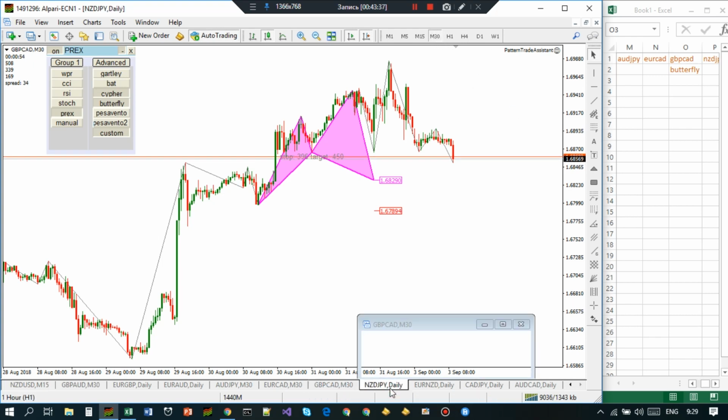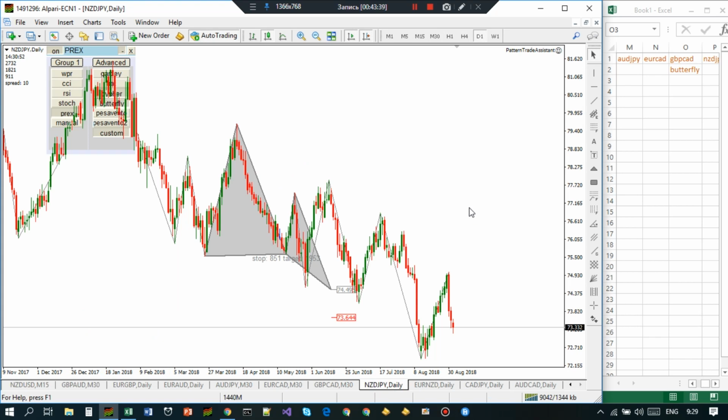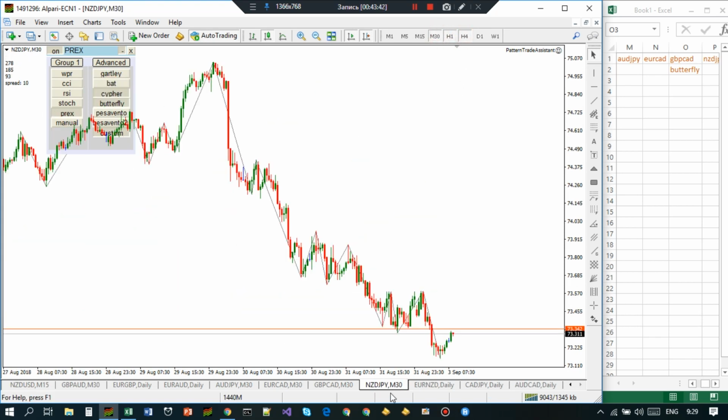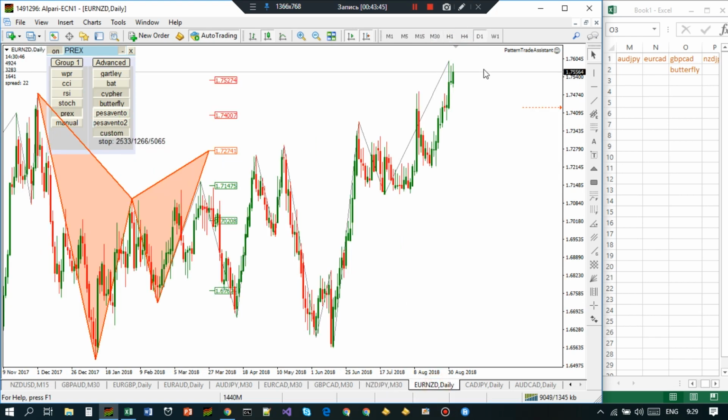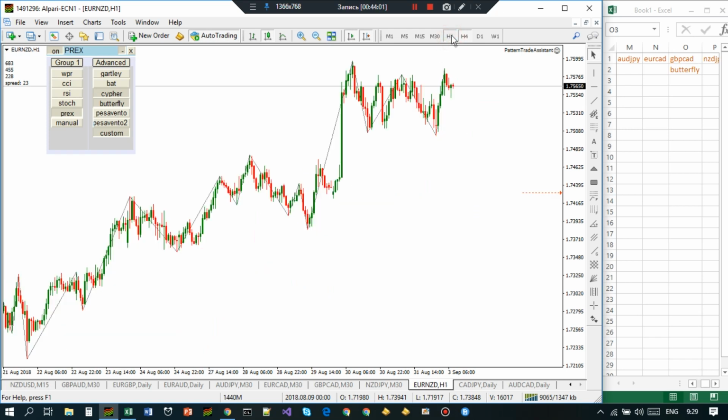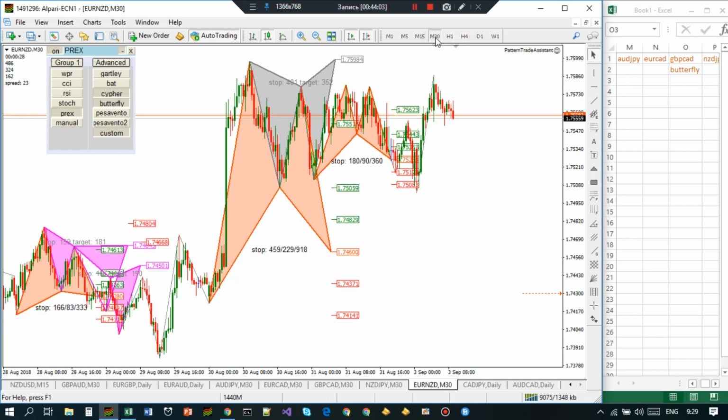Then we go to New Zealand yen daily. 4 hour, 1 hour, 30 minutes, nothing. Euro New Zealand daily. Okay, 4 hour, a potential unified Gartley. Pay close attention to the C to D leg. Do not enter if you have these large expansion bars, if you have warning signs. 1 hour, 30 minutes. Okay, nothing.